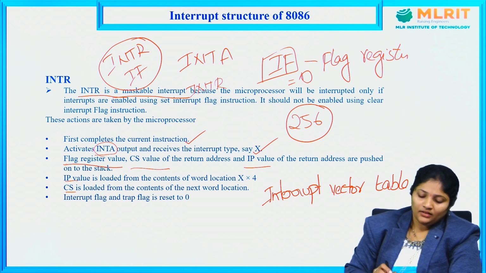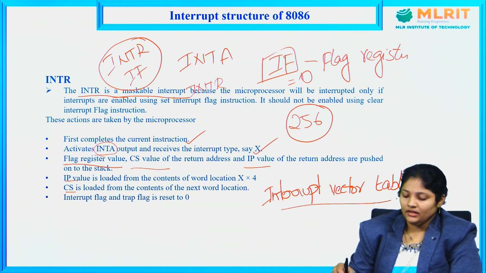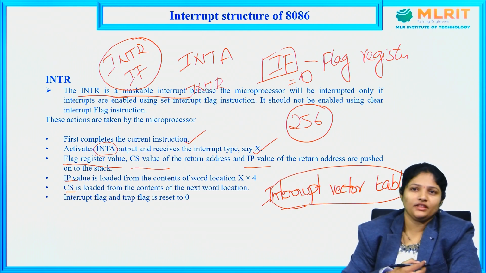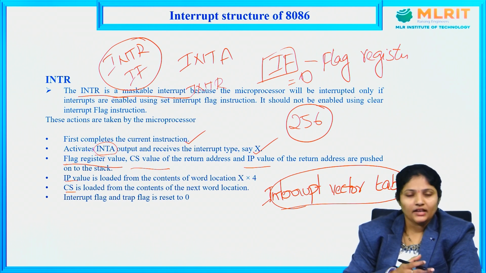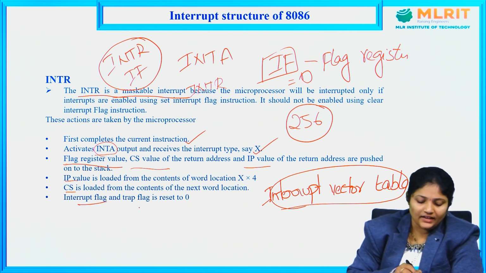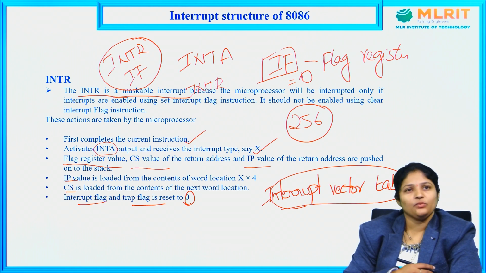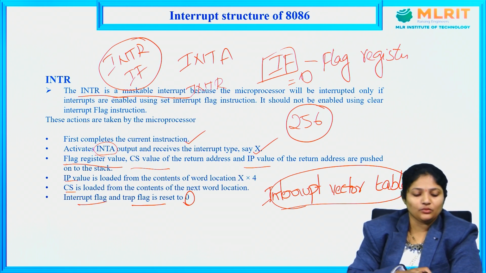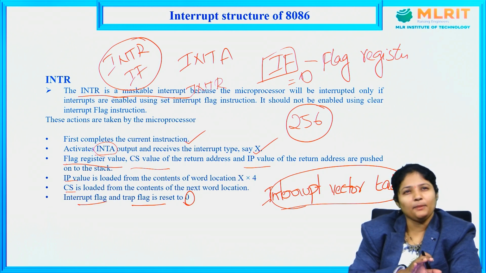From the interrupt vector table, the microprocessor gets the IP and CS value of that particular interrupt. After completing the interrupt execution, the interrupt flag and trap flag will be set to 0, so they are disabled. So these two, NMI and INTR, are the hardware interrupts of the 8086.